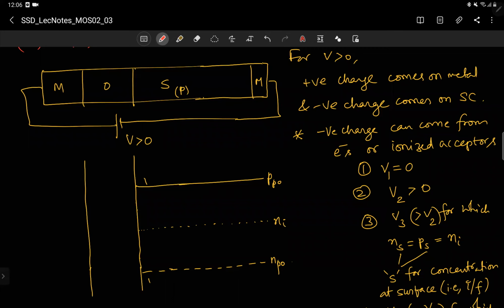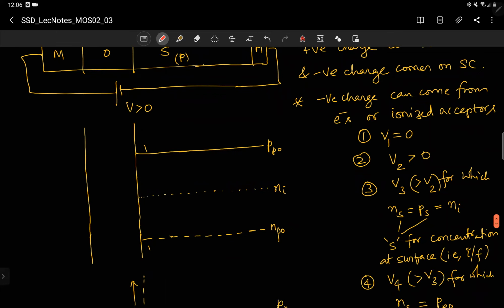So let us see how the picture will look for carrier concentration as we increase voltage beyond 0 volts. So first, hello, any doubt? I heard somebody saying something in between.